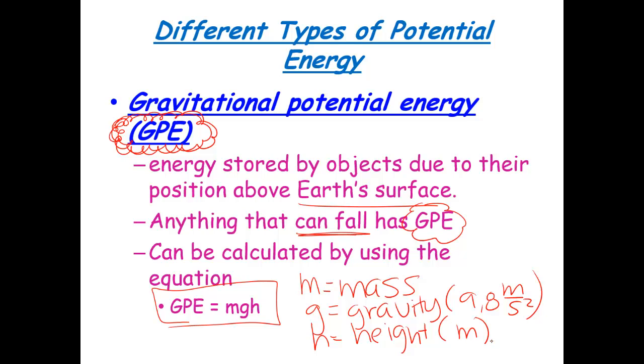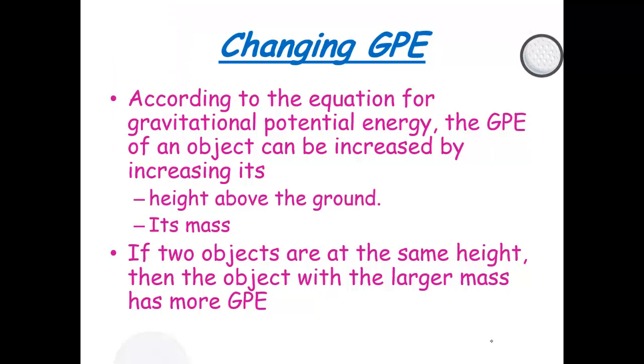Oh, I got ahead of myself. So according to the equation for GPE, you can have more potential energy if you increase the height and you increase the mass of an object. So of two objects, the one with more height or more mass will have more potential energy. Okay, now we're ready to practice. Sorry, I got a little excited there.